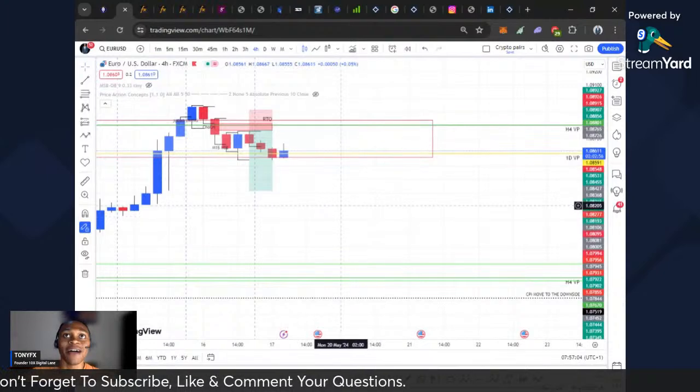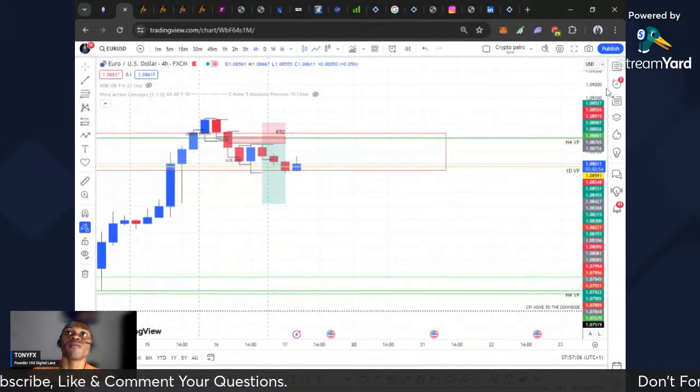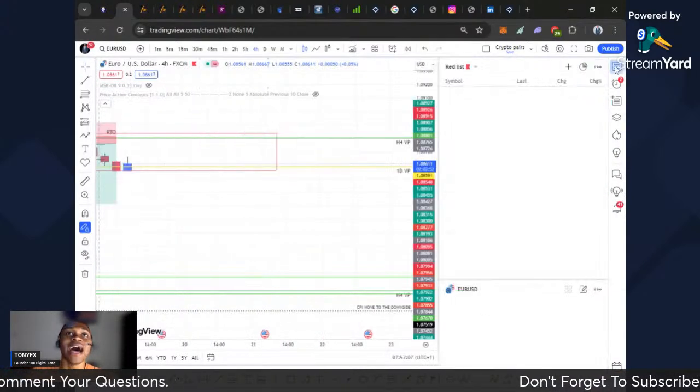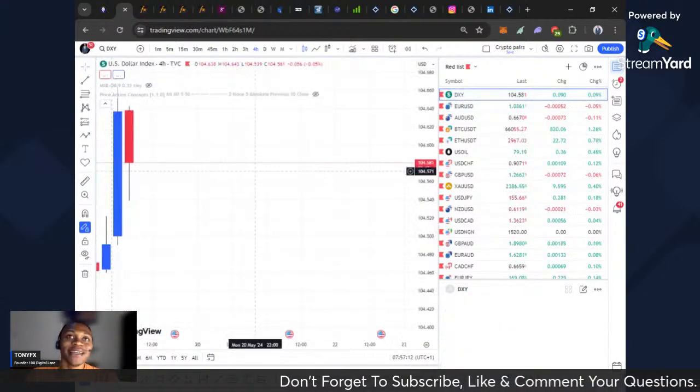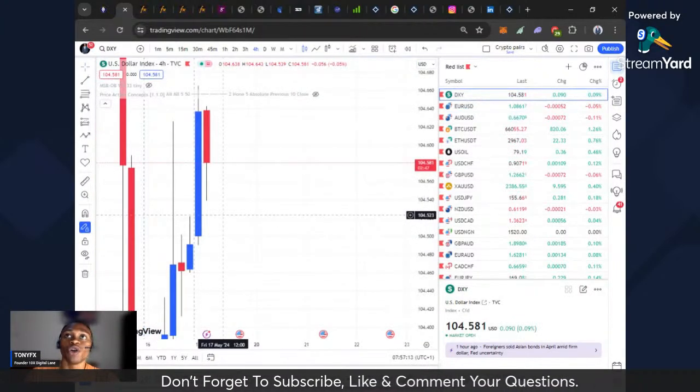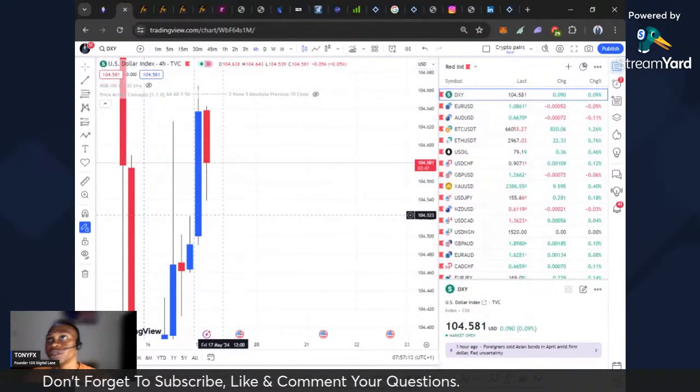So for euro dollar, I have a sell bias as well. Why do I have a sell bias? I have a sell bias because sentiment DXY is currently pushing to the upside. Okay, it has a little corrective structure now.